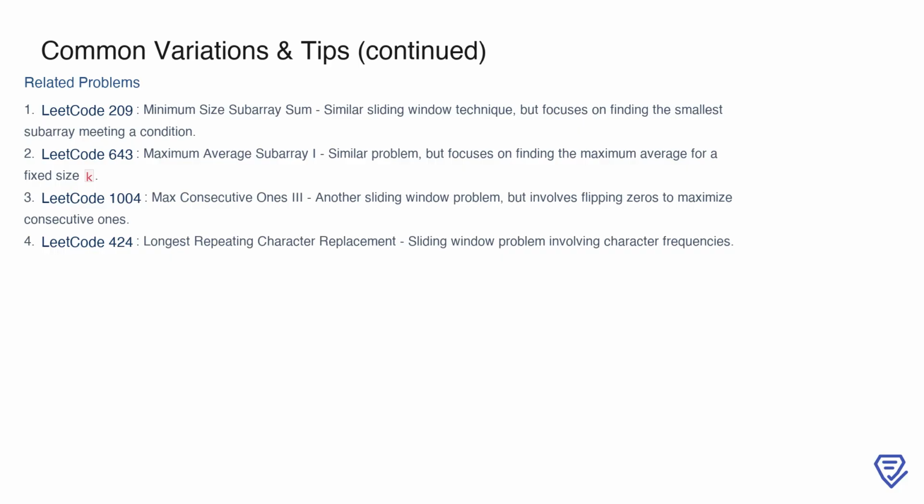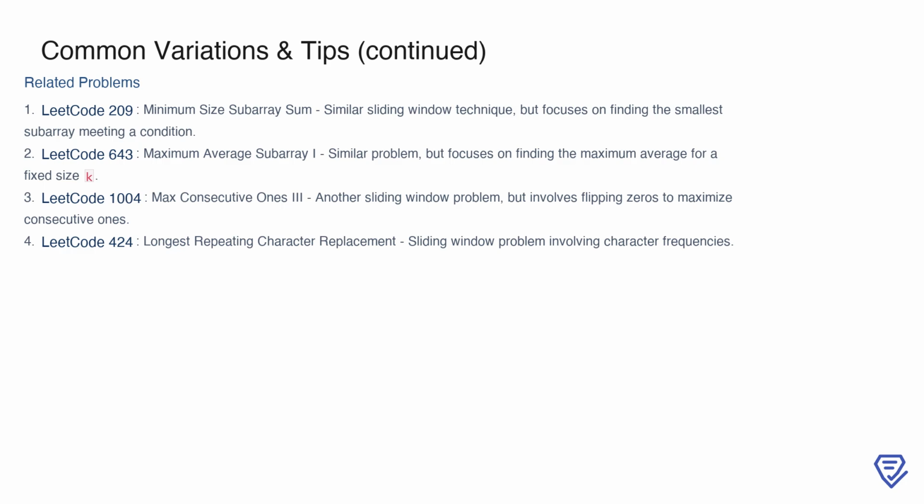For instance, LeetCode 209, Minimum Size Subarray Sum, is another sliding window problem, but it focuses on finding the smallest subarray that meets a certain condition. LeetCode 643, Maximum Average Subarray I, is very similar to this problem, as it also involves finding the maximum average for a fixed subarray size.